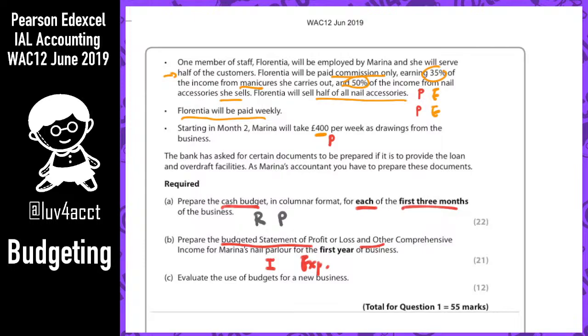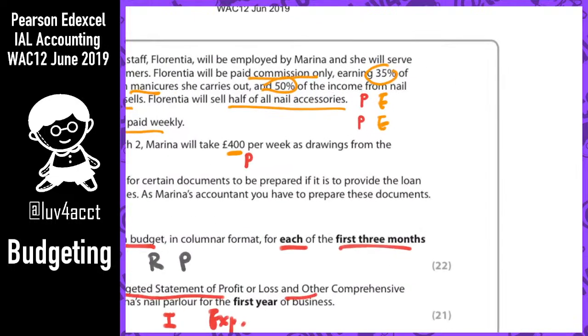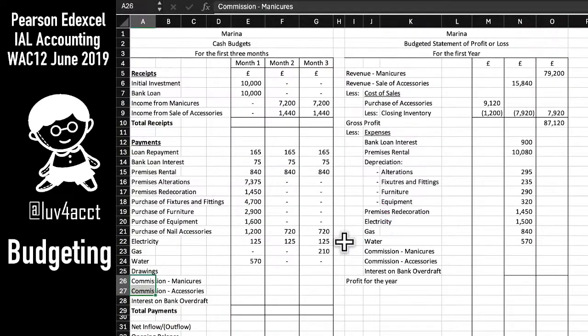So manicures. The staff will serve half the customers. Okay, so that means out of 7,200, she will serve half, making revenue of 3,600. And then multiply by 35% as the commission. So let us put it there, here.